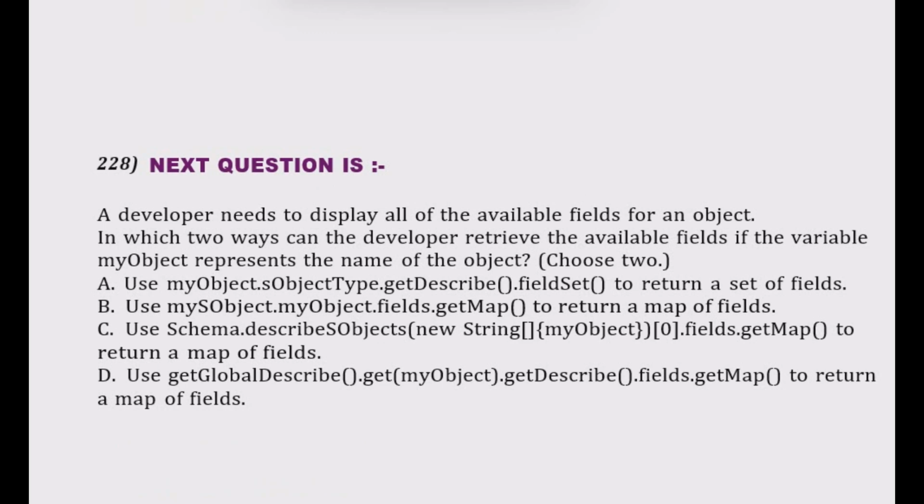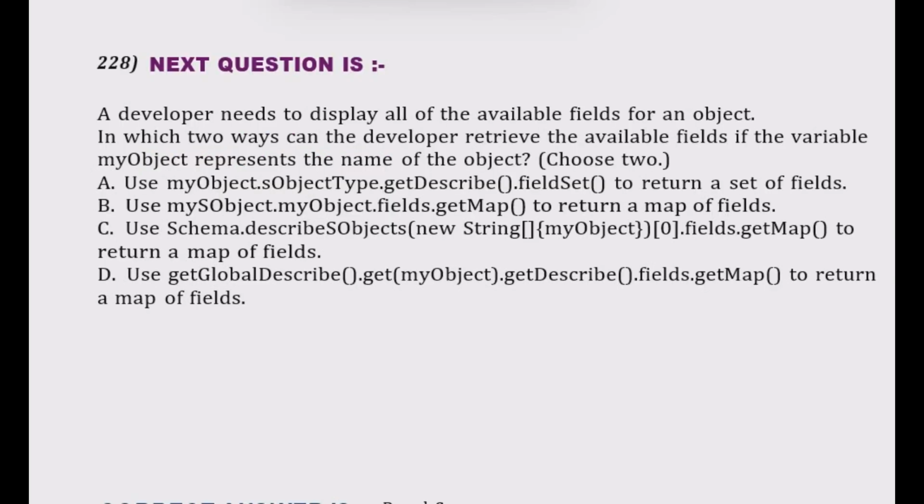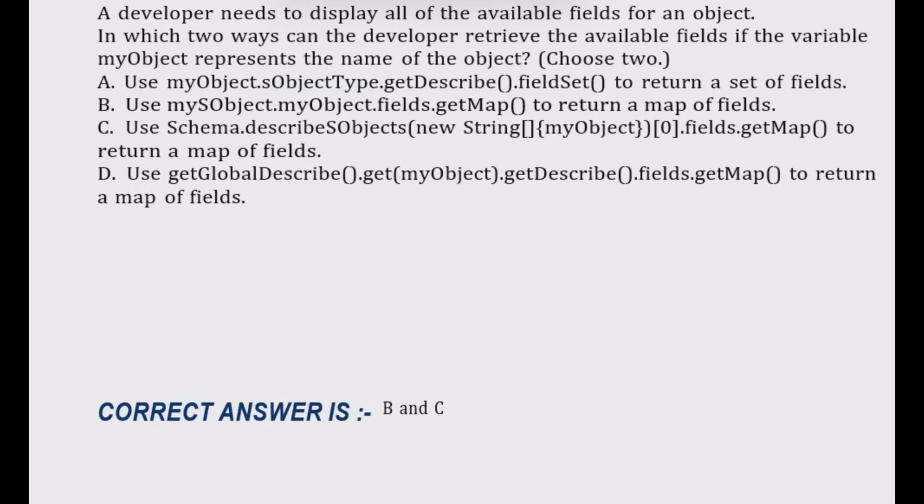Question is, a developer needs to display all of the available fields for an object. In which two ways can the developer retrieve the available fields if the variable myObject represents the name of the object? Choose two options. Please see the options as option A, B, C and option D. Correct answer is option B and option C.